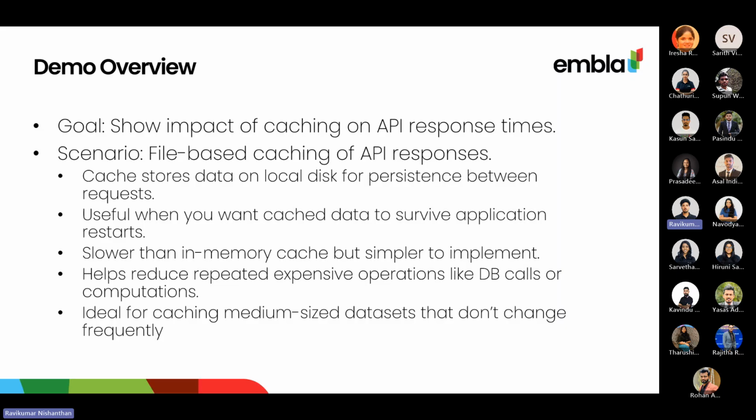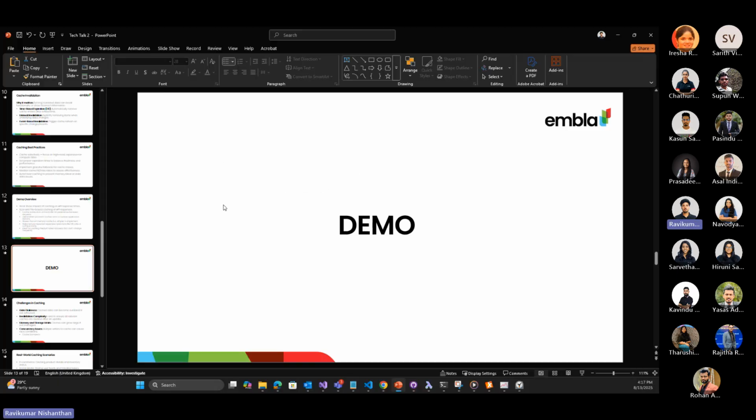It's especially good for caching medium-sized data sets or results of expensive operations like database queries or heavy computation that don't often change. This is just a simple API call example designed to clearly show how caching can improve the performance in practice. So we'll move to the demonstration.